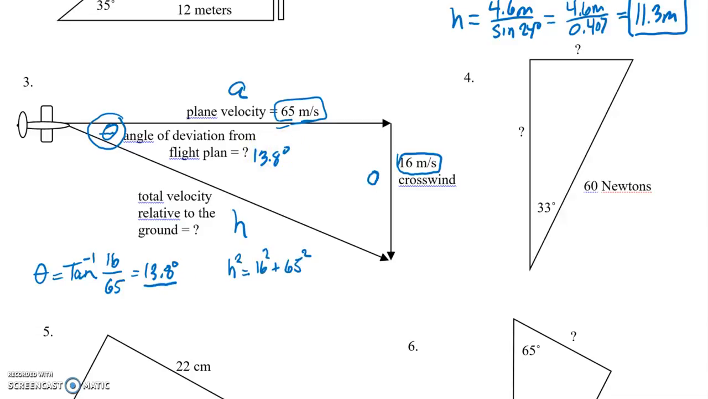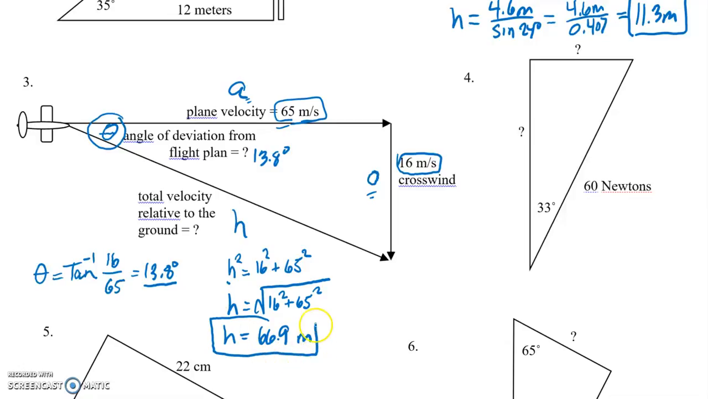To solve for h, I have a couple choices. I can use trigonometry and a sine or cosine. I'm going to use the Pythagorean theorem here and solve for h because the hypotenuse squared equals the opposite side squared plus the adjacent side squared. And the hypotenuse turns out to be 66.9 meters per second to match the units that we have here and here.